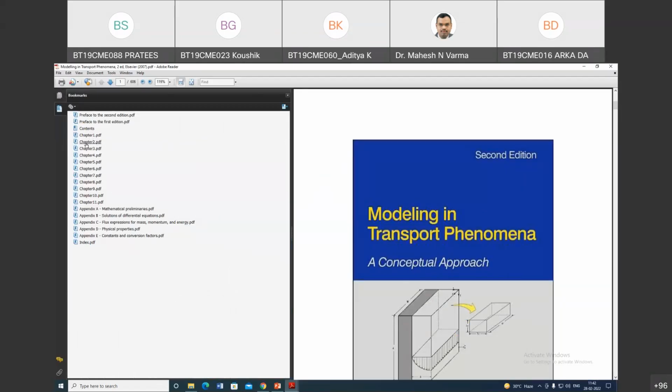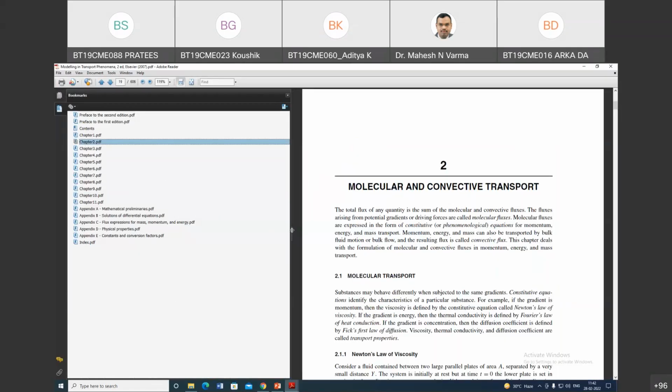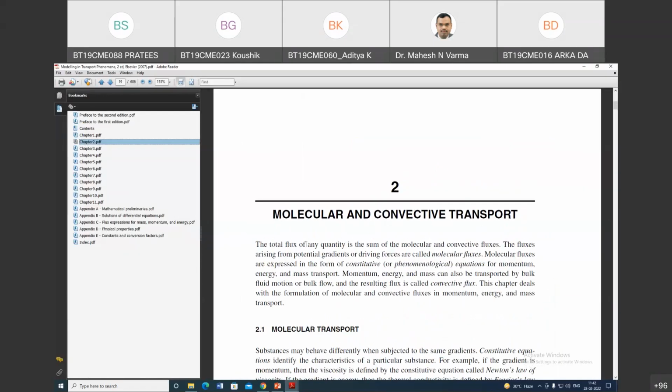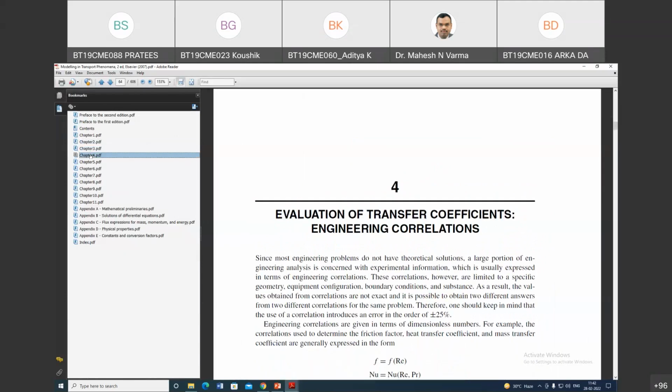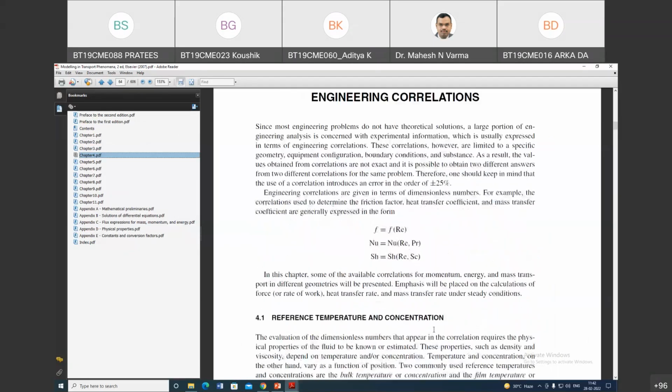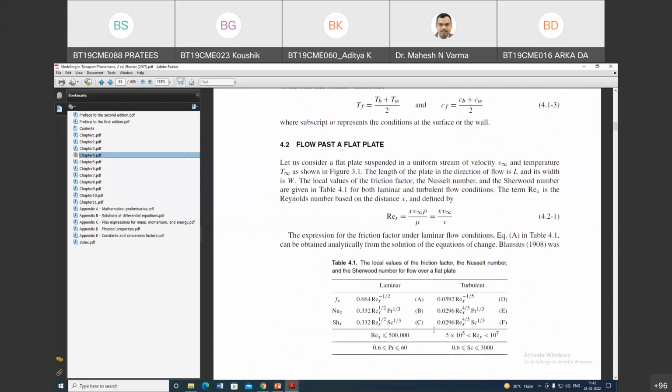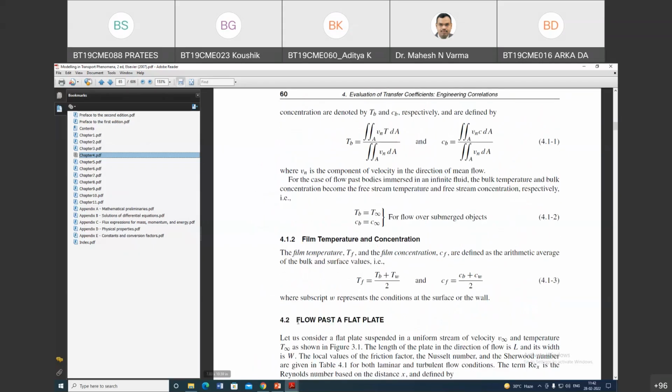So in this book we have covered chapter number 1, molecular and convective transport, and chapter number 2. Then we have covered interface transport and transport coefficient. And this is evaluation of transfer coefficient. But this chapter will not be completely covered in class, as it has so many topics. Only flow over flat plate is covered in class, and that will be there in the examination. This will be the syllabus for the examination. So everybody is clear with the examination syllabus?